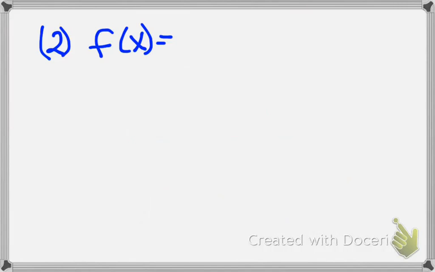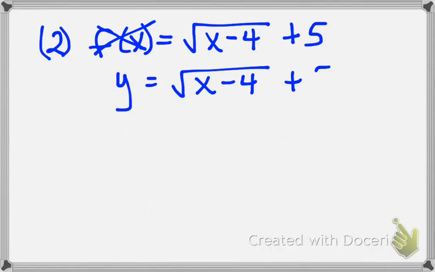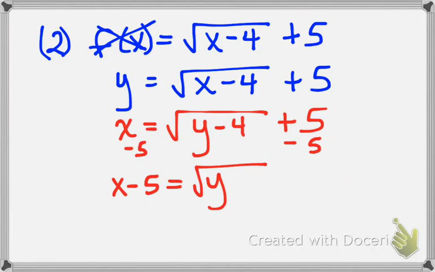All right, number 2. We have f of x equals the square root of x minus 4, plus 5. So the same thing here, f of x is the same thing as y. I'm going to switch the x and the y, so x is going to equal the square root of y minus 4 plus 5. So the first step was to switch it, and now we have to get y by itself. So to do that, I'm going to subtract 5 from both sides. So that gives me x minus 5 equals the square root of y minus 4.